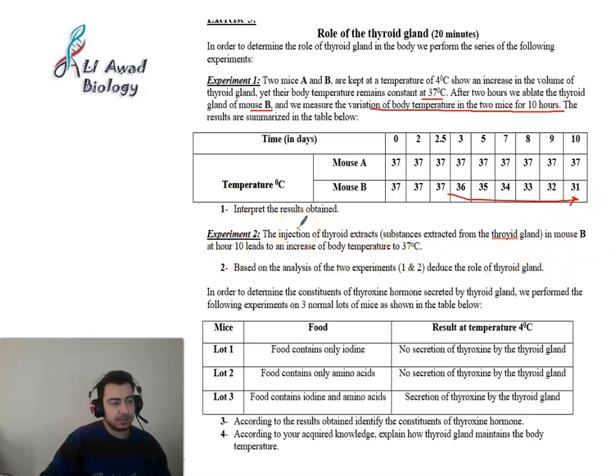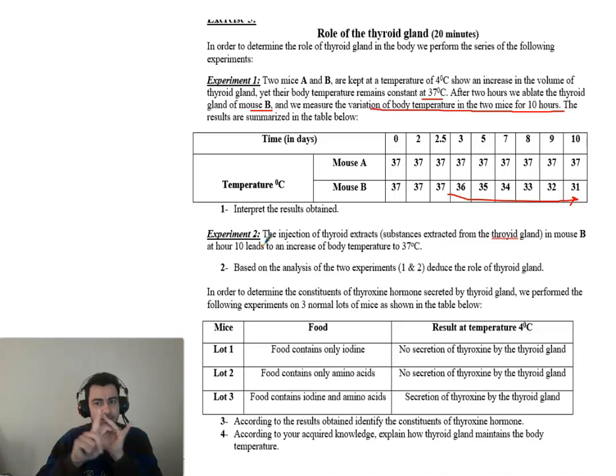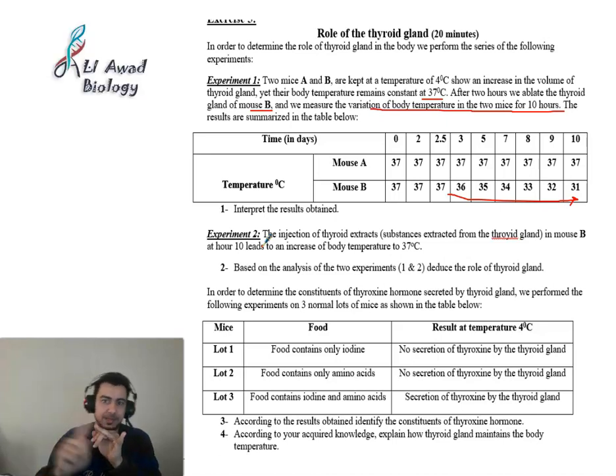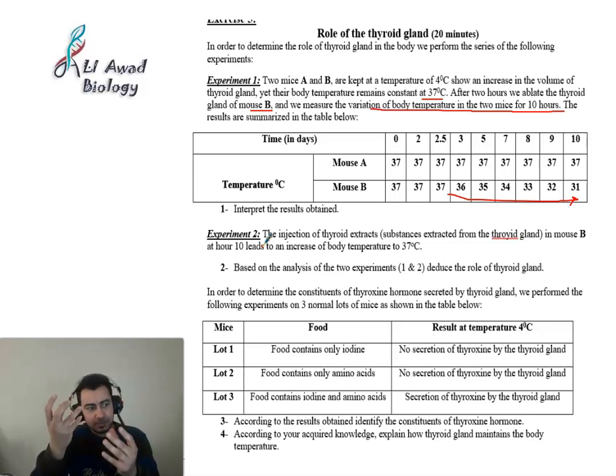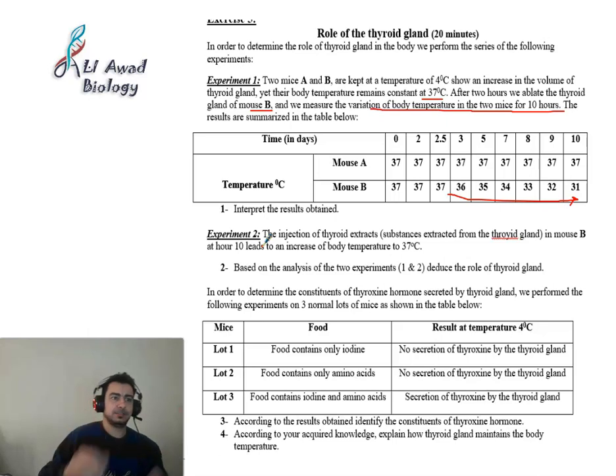Interpret the results obtained. What's the variable factor in this experiment? The variable factor is the thyroid gland. فارة مع thyroid وفارة بلا thyroid. Result هي body temperature. يعني احنا عم نشوف effect of thyroid gland on the body temperature.